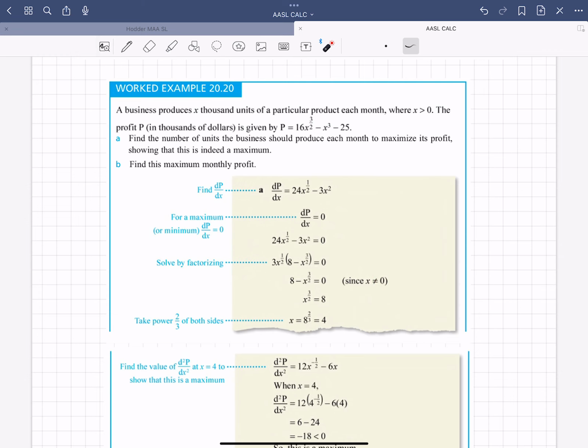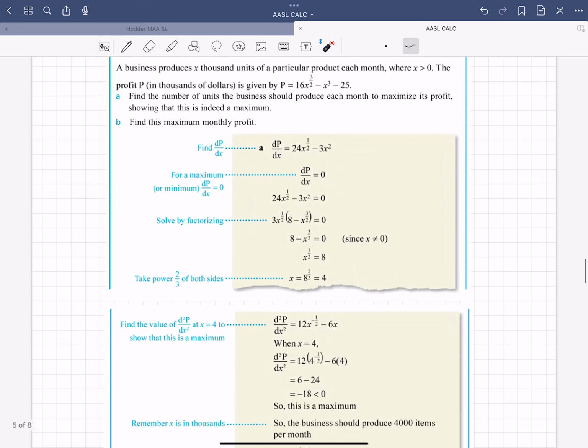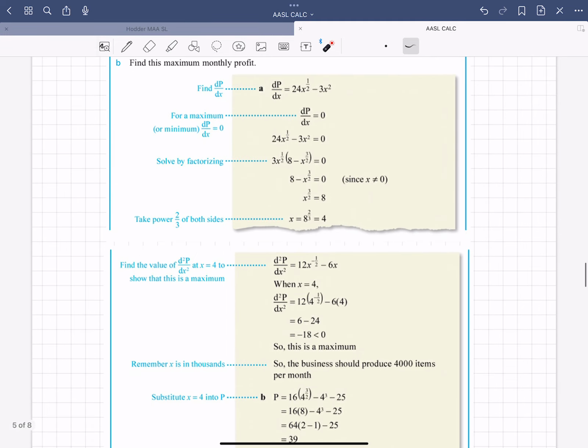What your book decided to do is do a second derivative test. So the second derivative is here, and then when x is 4, you substitute x equals 4 and find that it is negative, and therefore there's a maximum when x is 4. So the business should produce 4,000 items per month to maximize their profit.